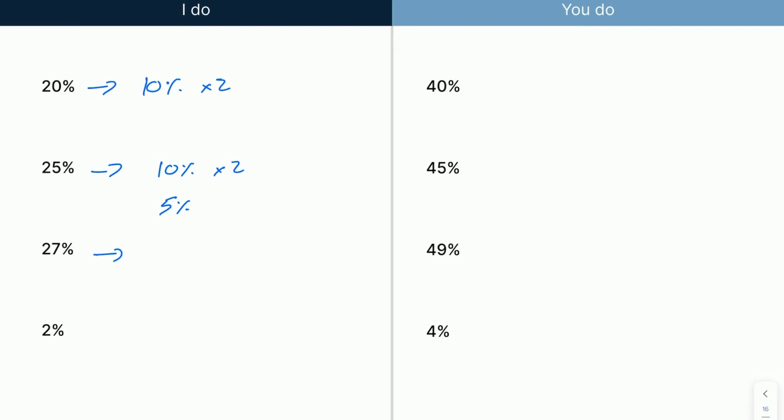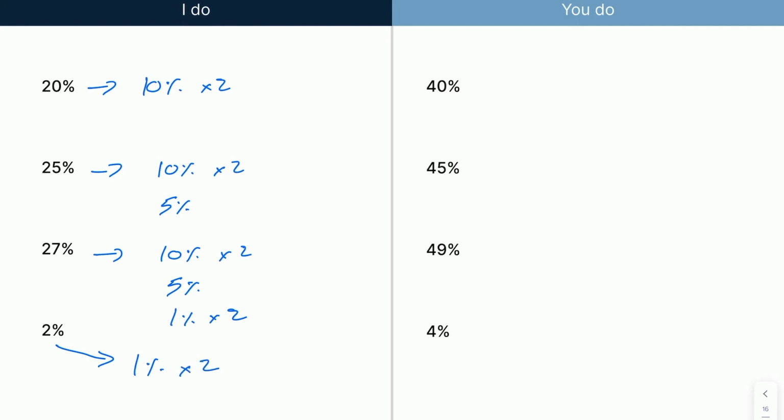Now moving on, to find 27%, I would find 10%, times it by 2, that gives me 20. I would then half the 10% to give me 5, which gives me 25 so far. And now to find the remaining 2%, I would find 1% and times it by 2. Okay, that would give me 27% altogether. And now to find just 2%, I would just find 1% and times it by 2. Okay, this is how you need to start thinking about these.